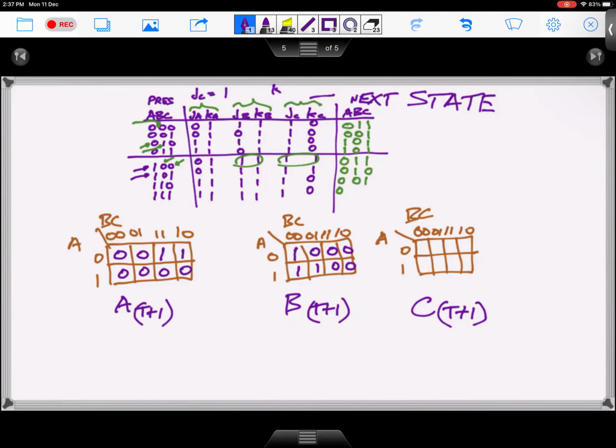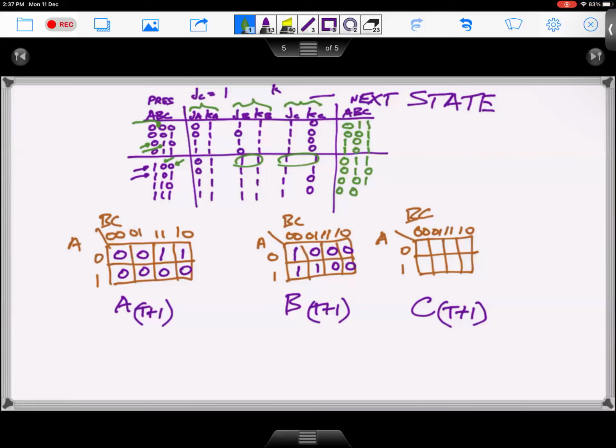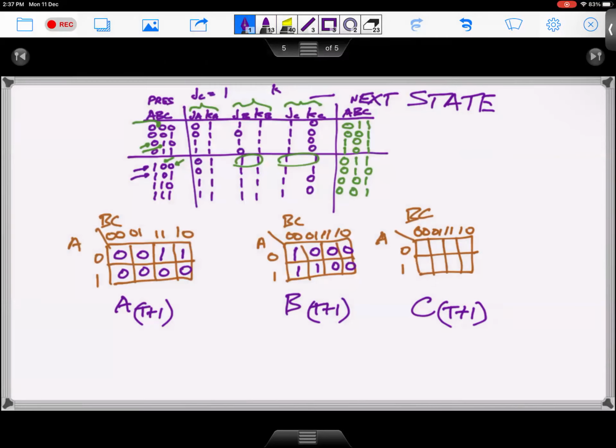Now, for the last one, things are missing again, unfortunately. We had 0, 0, 1 on the last state. For some reason, it keeps disappearing. I'm not quite sure why. But don't let that stop you. Let's keep going. We're on a mission right now. Okay.